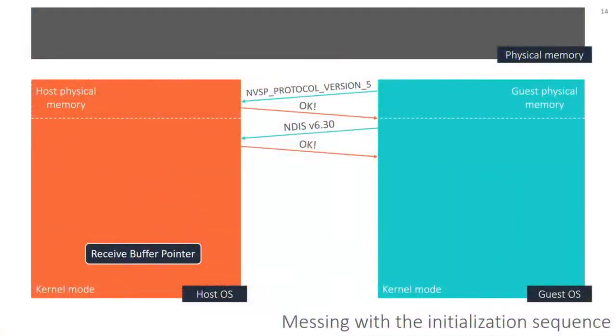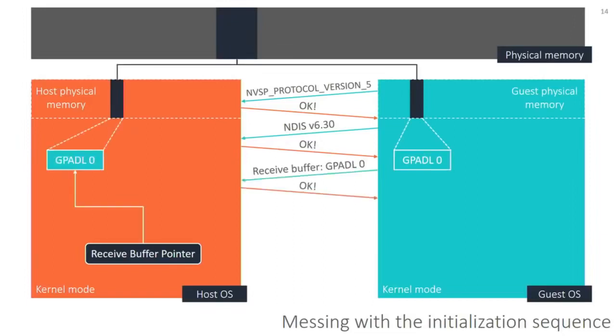So taking a look back at this diagram from earlier, you have the very first two messages that are being sent over by the guest OS to the host OS. They just set the protocol versions, everything's cool. But after that, the guest OS wants to send over a receive buffer, so it first allocates a GPADL, a shared piece of memory, and it sends it over to the host, saying, okay, use GPADL 0 as your receive buffer.